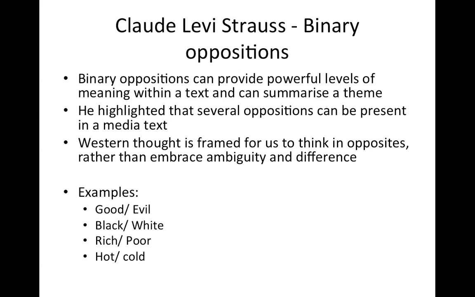Next theory, we've got Claude Levi-Strauss and his binary oppositions. One of the easier theories, I think, to remember because there's so many examples you could use. They can provide powerful levels of meaning within a text and can summarise a theme. He highlighted that several oppositions can be present in a media text at once, and westernised thought is framed for us to think in opposites rather than embrace difference or ambiguity. So, just to put it simply, a binary opposition could be something like good versus evil, black versus white, rich versus poor, hot versus cold. Two things that are opposite to each other that come together in a text to highlight differences between them.